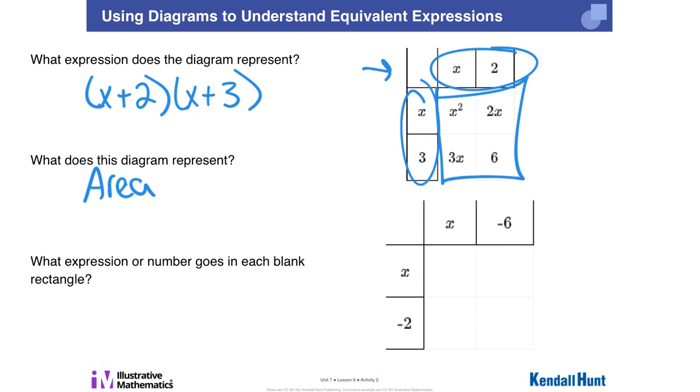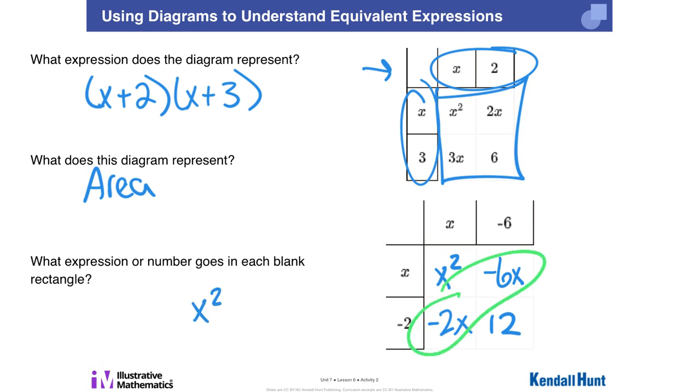So your quick review down here in this example, in the blanks, this would be x squared. The next one would be negative 6x because you're taking x times negative 6. The next one would be negative 2x, and then the last one would be a positive 12. Remember that we are multiplying, so it needs to be negative 2 times negative 6 gets you a positive 12. Then we could combine like terms when we write our final answer, and we would have x squared minus 8x plus 12.